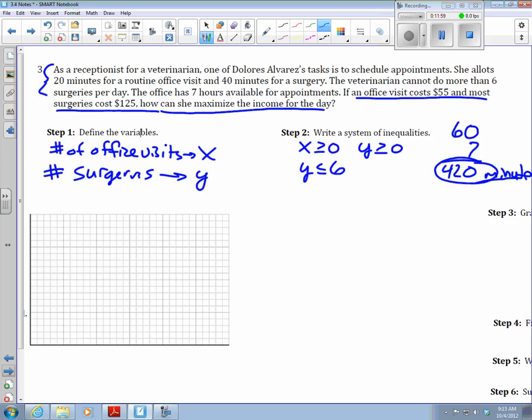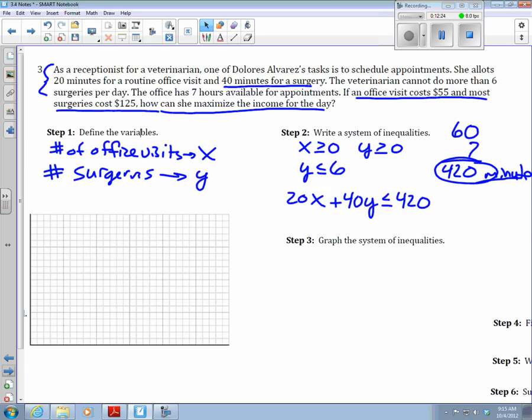So basically it's this. It's 20 minutes for an office visit, so 20 times X, plus 40 minutes for a surgery. It says right here, 40 times Y. X is the number of office visits, Y is the number of surgeries. And this all has to be less than or equal to 420. Okay, so there's our constraints.